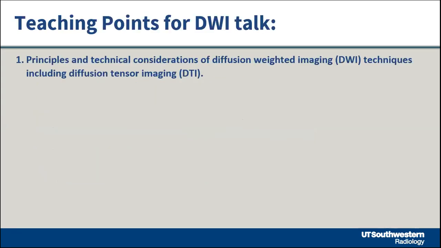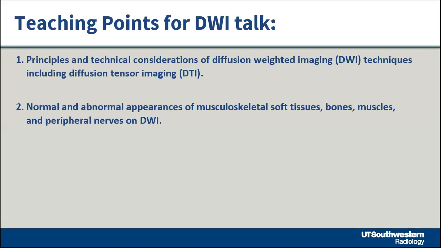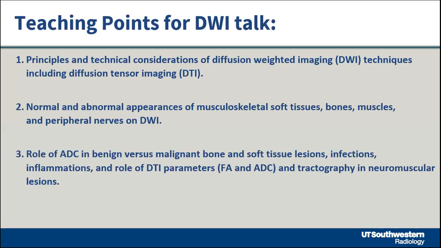Okay, so let's go over this DWI talk. We'll discuss principles and technical considerations of DWI and DTI, what they are. What are the normal and abnormal appearances of musculoskeletal soft tissues, bones, muscles, nerves, etc. Role of ADC in benign versus malignant lesions, grading of tumors, infections, inflammations, role of DTI in tractography, neuromuscular lesions. So this whole talk will basically cover everything you could imagine in MSK at the current time. We'll discuss artifacts and imaging pitfalls in the last couple of slides.